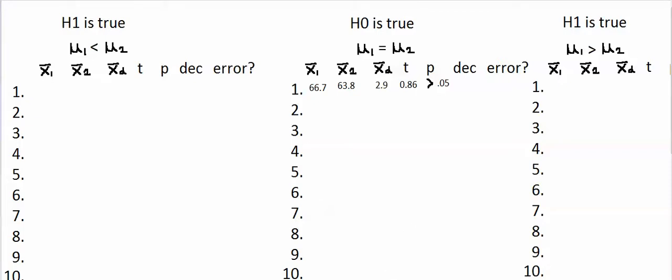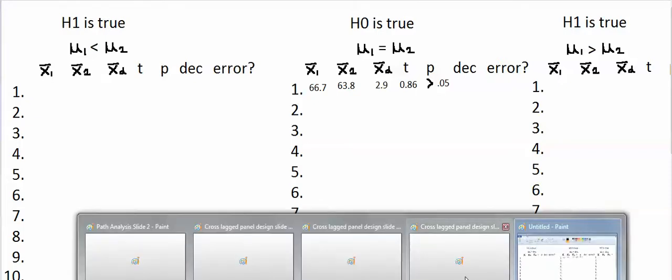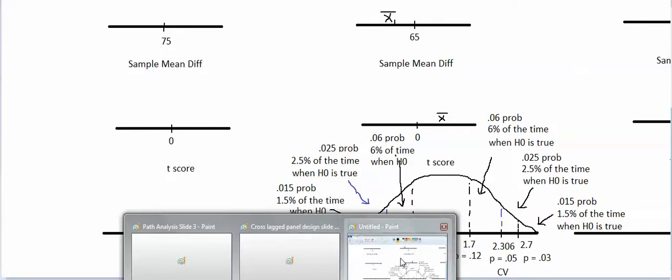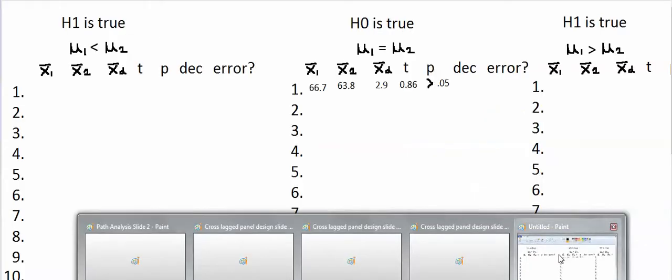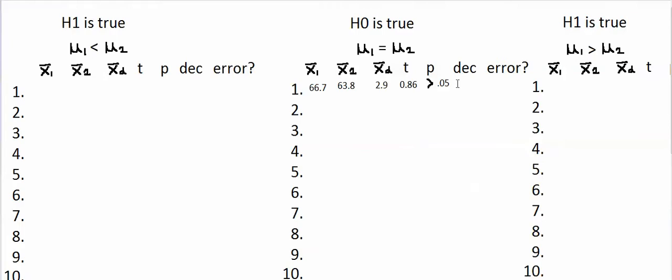So since your t-score landed in this middle area between the two critical values, you would fail to reject the null hypothesis, because this area between the critical values is called the non-rejection region. So you would say fail to reject H0 under here, or you could just say fail.